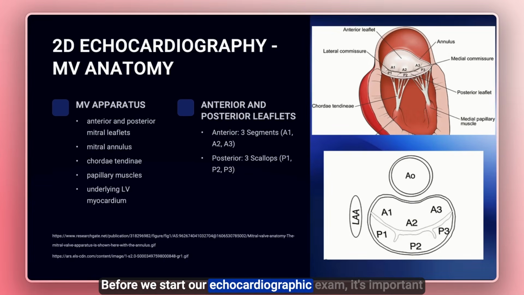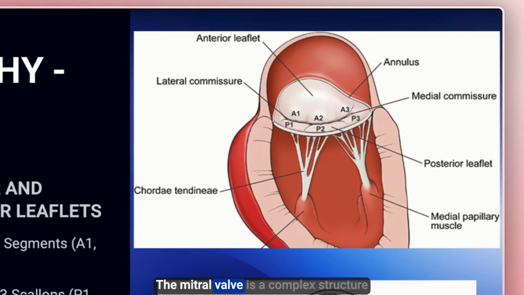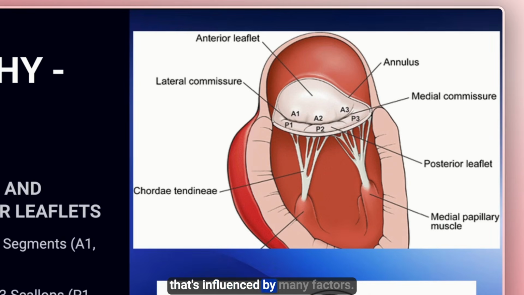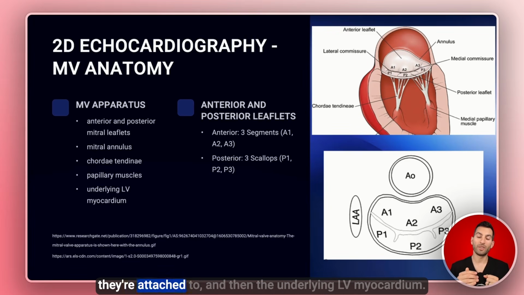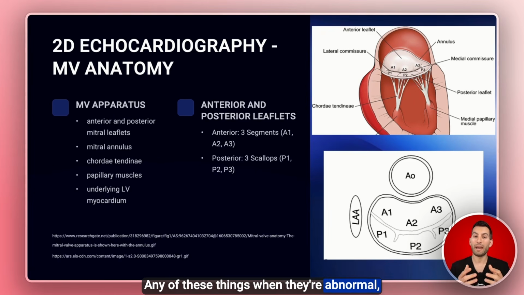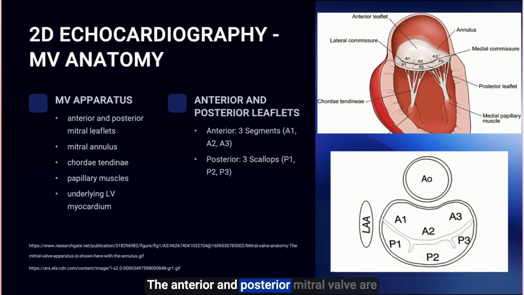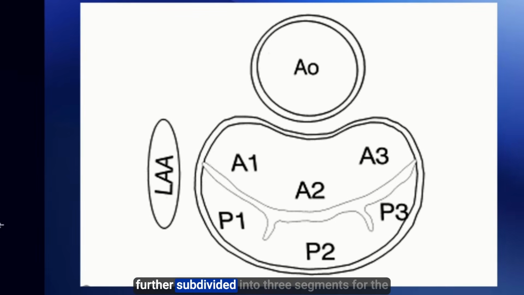Before we start our echocardiographic exam, it's important to remember a few key features about the mitral valve. The mitral valve is a complex structure that's influenced by many factors. This includes the anterior and posterior leaflet, the mitral annulus, chordae tendineae, and the papillary muscles that they're attached to, and then the underlying LV myocardium. Any of these things, when they're abnormal, can lead to abnormal mitral valve function. The anterior mitral leaflet is further subdivided into 3 segments, A1, A2, A3, and the posterior leaflet into 3 scallops, P1, P2, and P3.